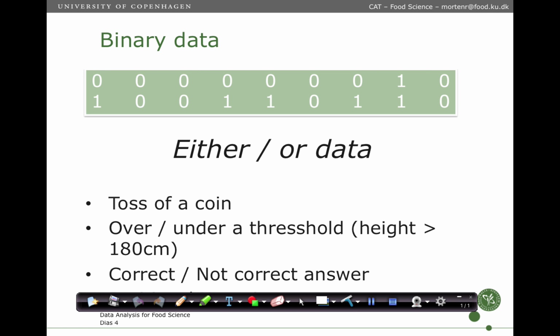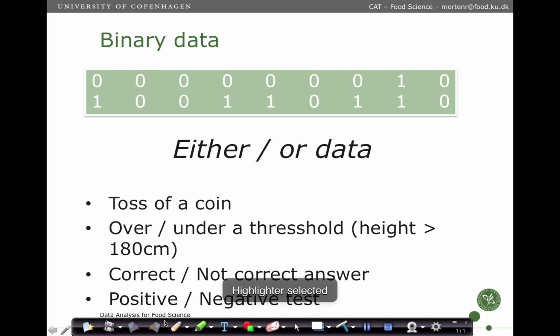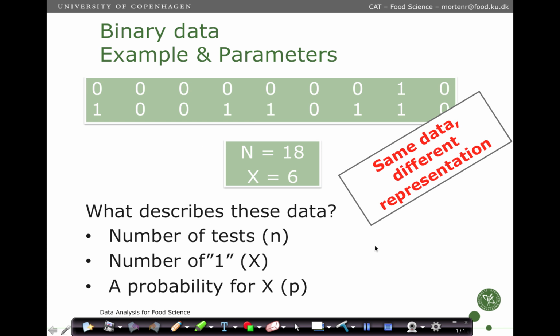So what is binary data? Here is an example of binary data where we see 18 different letters, and each of them is one trial, so 0, 0, 0, and then there are some ones. You can think of it as either-or data. There are only 2 possibilities at each trial, so either it's 0 or it's 1. It can be the toss of a coin, a measurement of whether the height of some person is above or below a certain threshold, or whether an answer is correct or incorrect. Positive or negative tests, for instance.